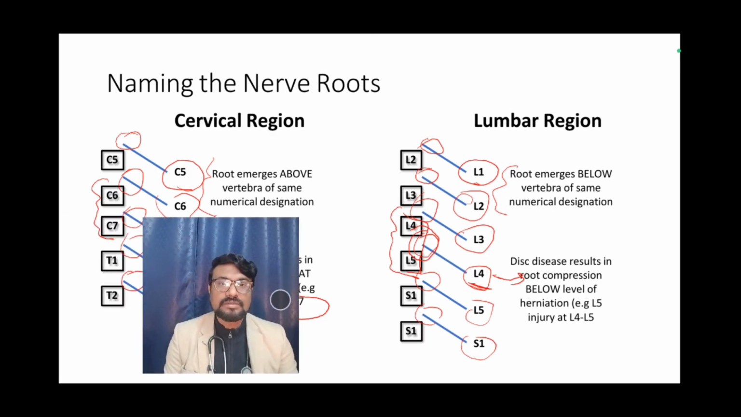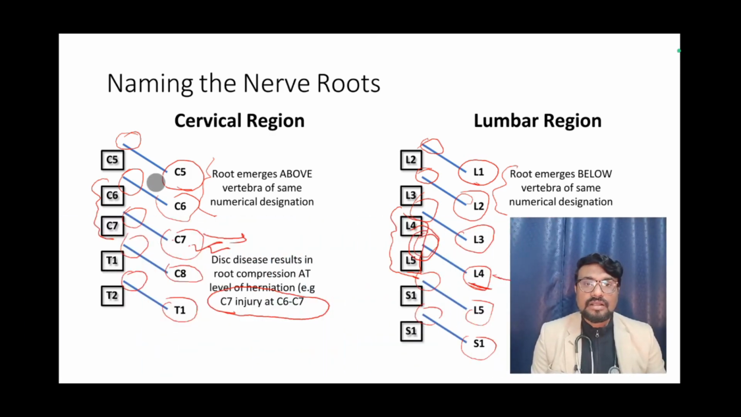Whereas in a patient with cervical disease, if the patient has C7 symptoms, then C6, C7 disc disease will lead to the involvement of C7 symptoms. If the patient has L4 symptoms, L4 and L5 disc compression will lead to L4 symptoms.